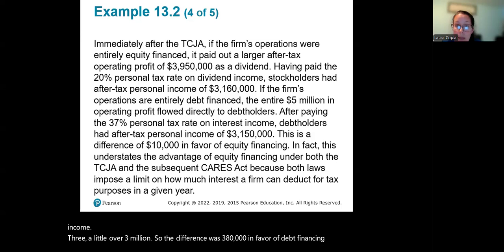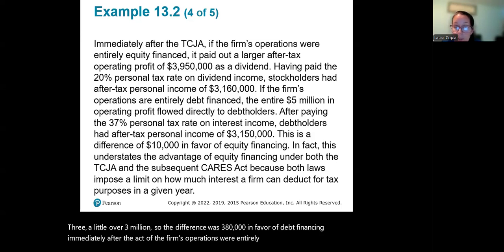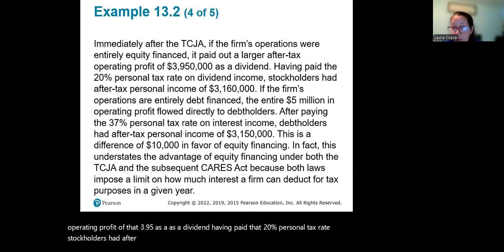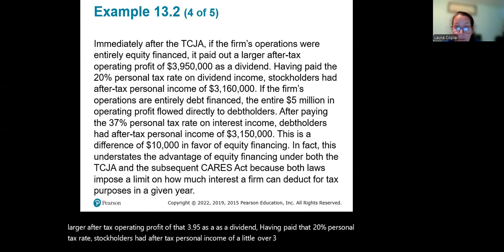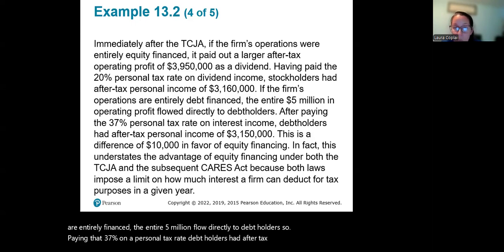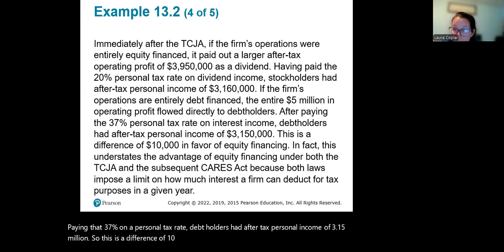Immediately after the act, if the firm's operations were entirely equity financed, it paid out a larger after-tax operating profit of $3.95 million as a dividend. Having paid that 20% personal tax rate, stockholders had after-tax personal income of a little over $3 million. If the firm's operations are entirely debt financed, the entire $5 million flowed directly to debt holders. So after paying that 37% personal tax rate, debt holders had after-tax personal income of $3.15 million. So this is a difference of $10,000 in favor of equity financing.